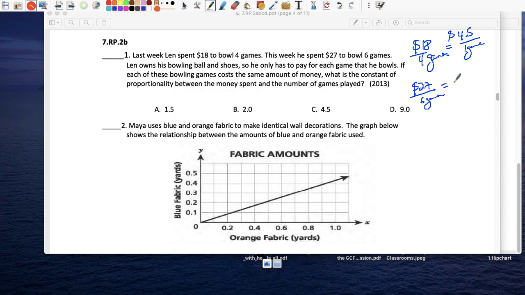Is that the same? Well, find the unit rate. 27 divided by 6. Look at that. It's also 4.50. So, what's the constant of proportionality? If each of these bowling games costs the same amount, what's the constant of proportionality? The constant of proportionality is 4.5, right there.